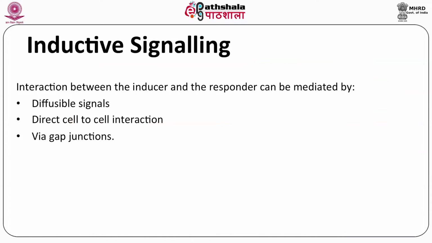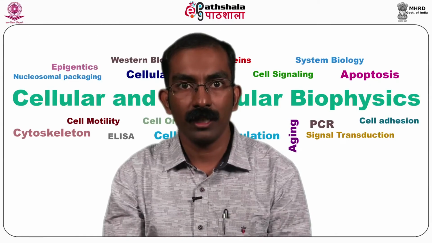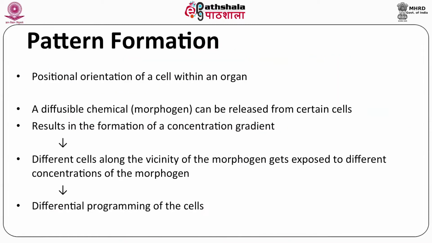The interaction between the inducer and the responder can be mediated by different mechanisms like diffusible signals or direct cell-to-cell interaction or through gap junctions. Inductive signaling is particularly important during organ formation. Pattern formation, the third mechanism, deals with the positional orientation of a cell within an organ.